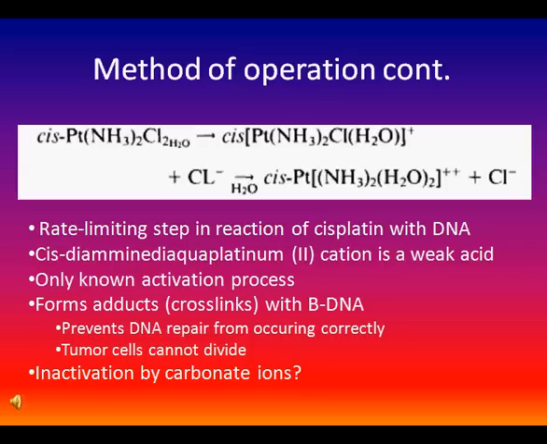When the cisplatin is in the body, it undergoes a series of reactions, with the rate-limiting step being a substitution reaction, in which the chlorines attached to the platinum are replaced by water molecules, and it forms cis-diamminediaquaplatinum(II) cation, a weak acid. The series of reactions allows the cisplatin to form cross-links that prevent DNA repair and ultimately cell division.